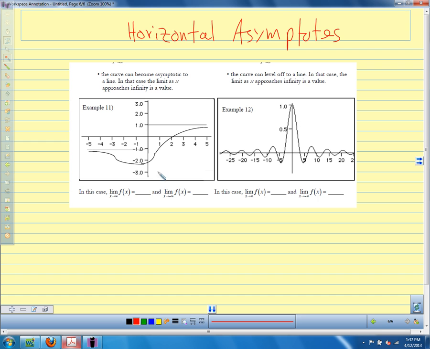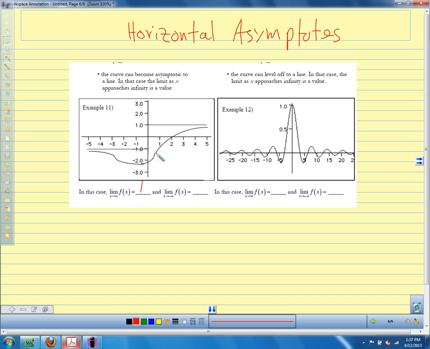So looking at this graph, as x approaches positive infinity, what is my function getting closer and closer to here, Kevin? What's that? So I have a horizontal asymptote. It's getting closer to 1. So it's getting closer and closer to this asymptote. So the limit as x approaches infinity is 1. It gets closer and closer to this horizontal asymptote.